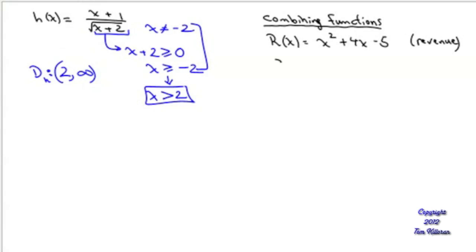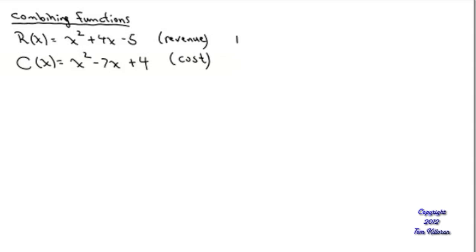So let C of x be my cost function and let it equal x squared minus 7x plus 4. And this will be cost, how much it costs to run a business. And let x equal the number of widgets sold. Y'all know what a widget is, right? A widget is an imaginary thing that a company makes.